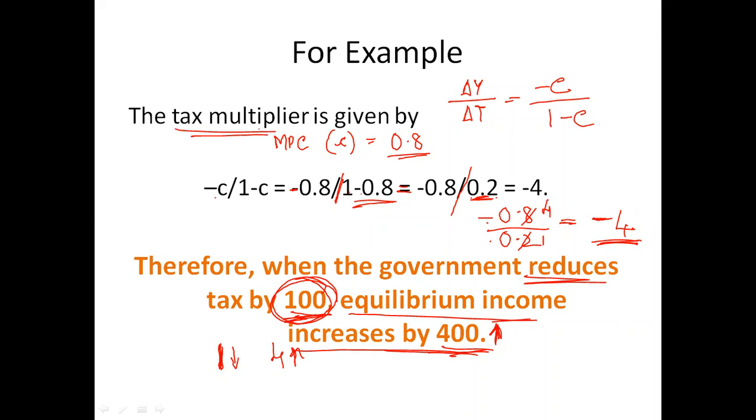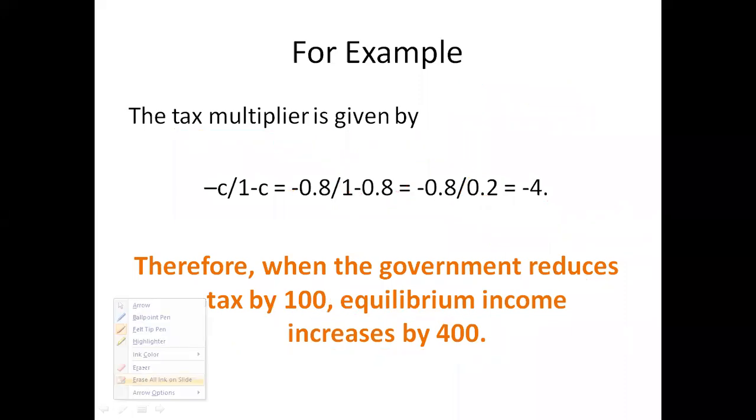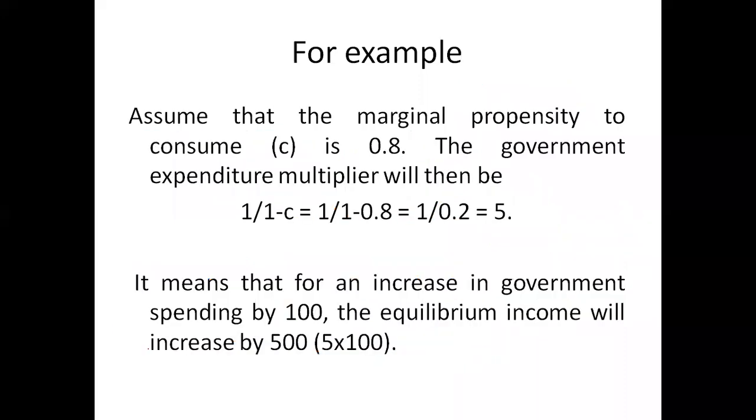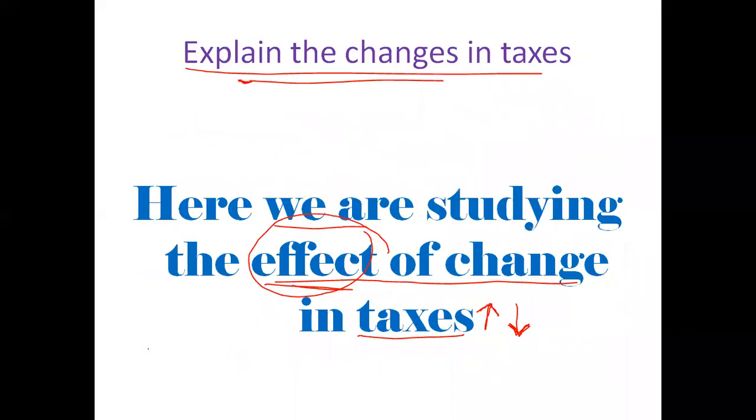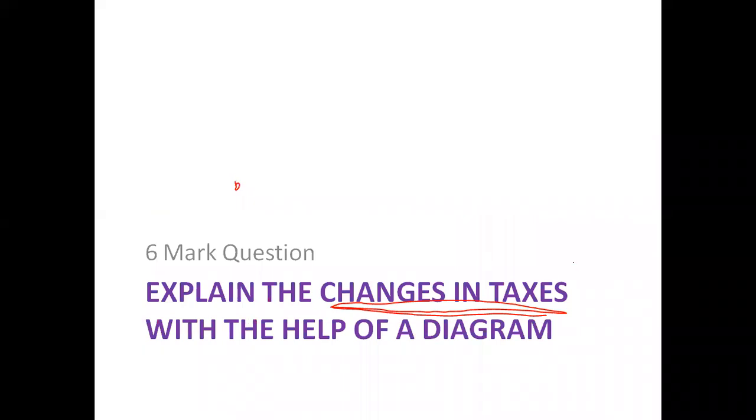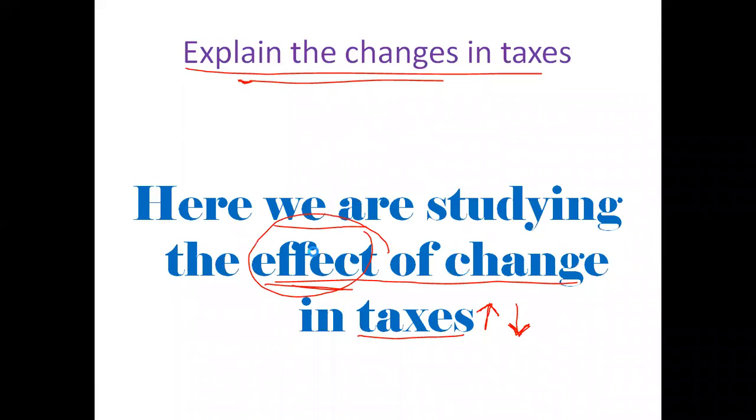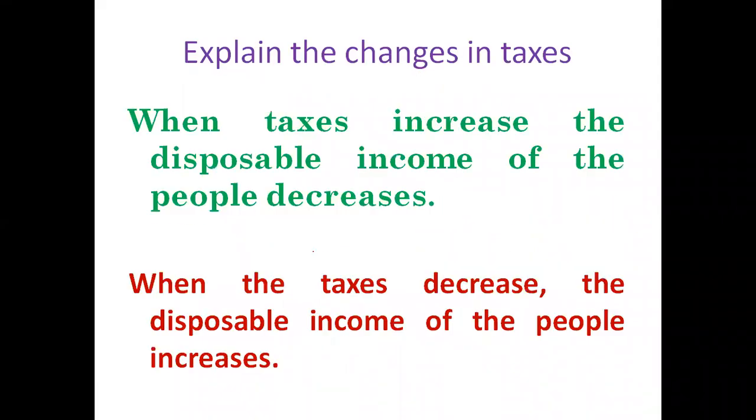This is all, students. So again, I recap. I will just recap this entire thing, what we have done. Students, what happens here? Here we are studying what happens when we change tax. When we change tax, how will it affect the income? We are learning that when the government increases the tax, income decreases. But when the government decreases the tax, income increases. Okay, that is simple logic.